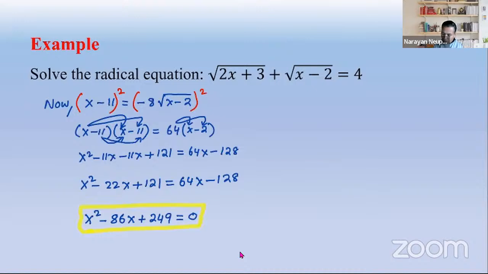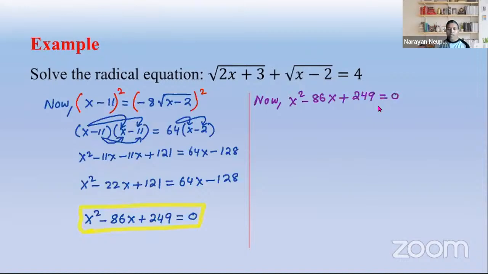So before we move on to solve the quadratic equation, you can ask me now. Okay, if you have no question, then we are going to solve this quadratic equation.